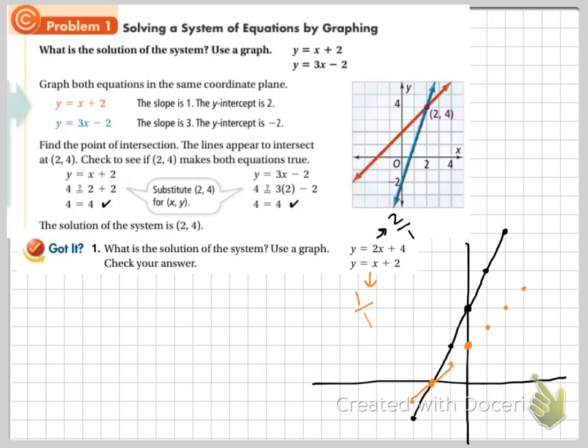And we can see that's where they cross, right? They crossed at this point right there. So our solution then is the point -2, 0. So that would be my answer. That would be my solution.